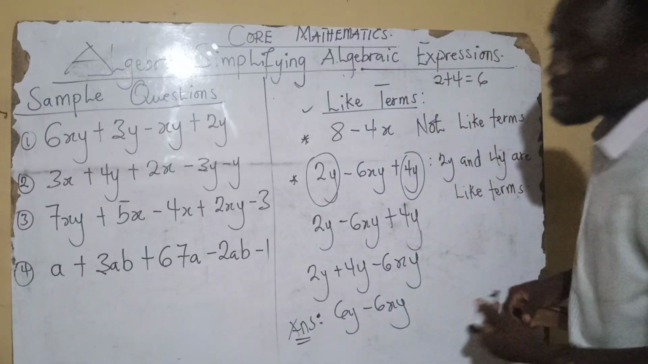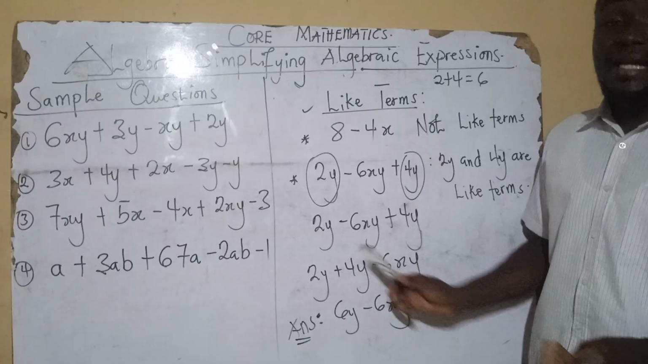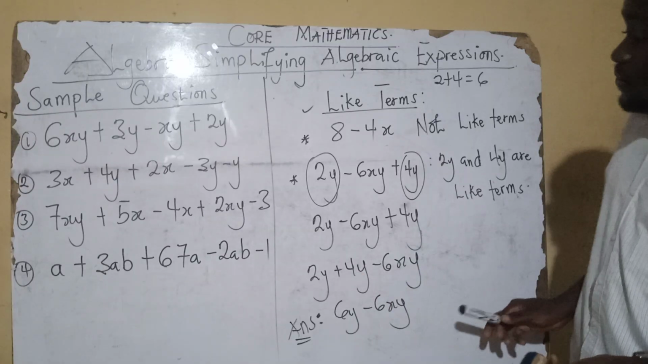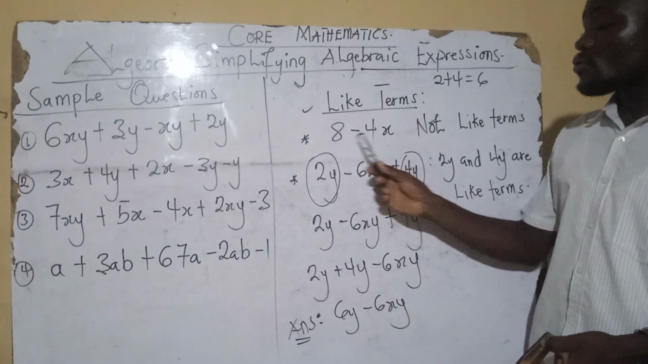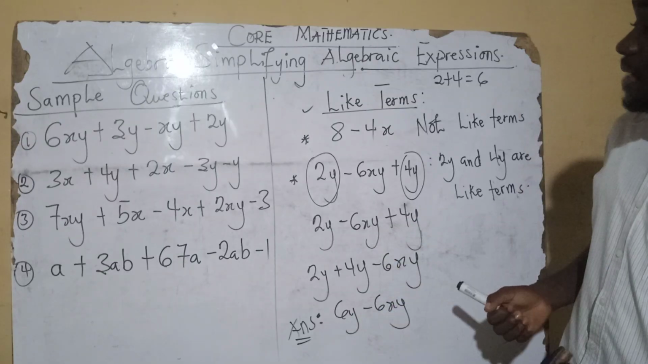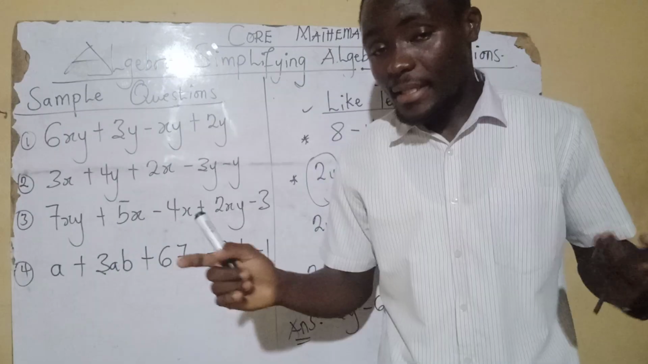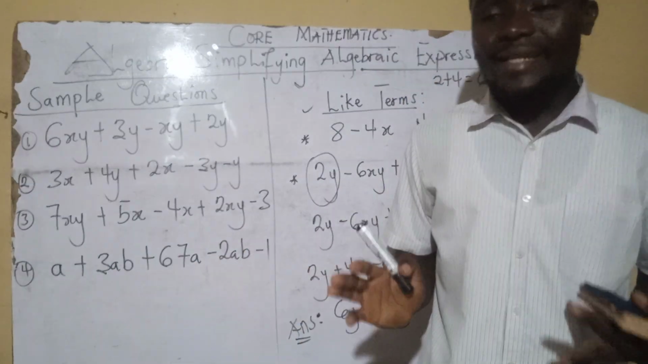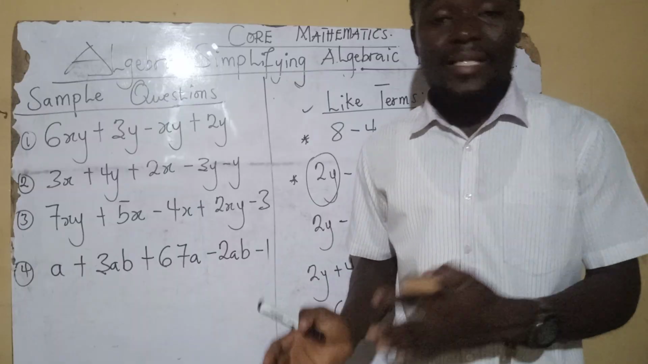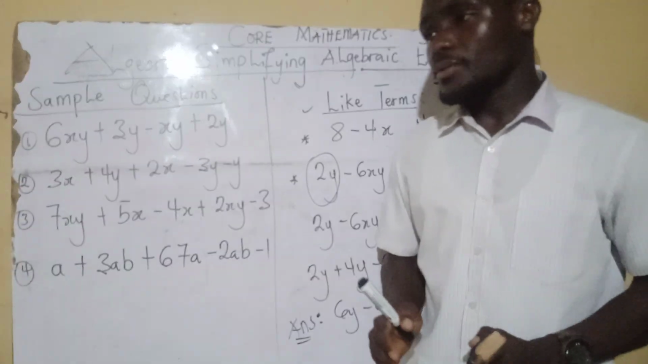So this then becomes my answer. I believe it is clear. Very good. So this is what we call like terms. And then therefore we can conclude that if these two are not like terms, they are what? Unlike terms. So have it in mind that in algebra, like terms can be added and subtracted, but unlike terms can neither be added nor subtracted. Are you with me? Very good.